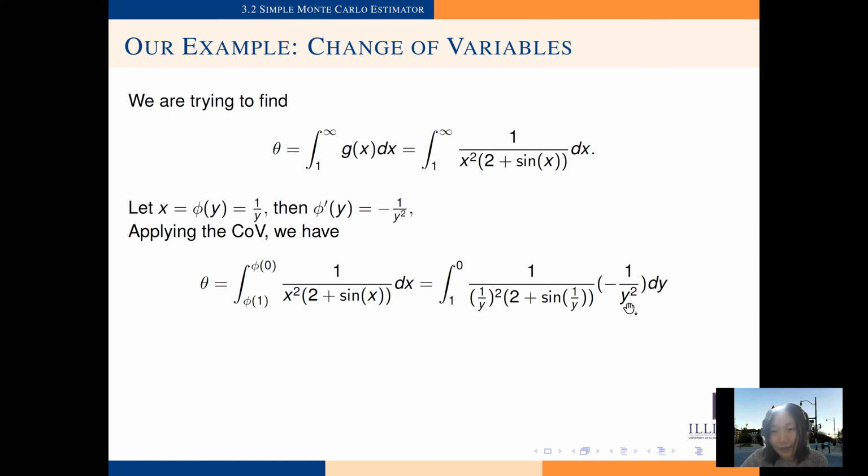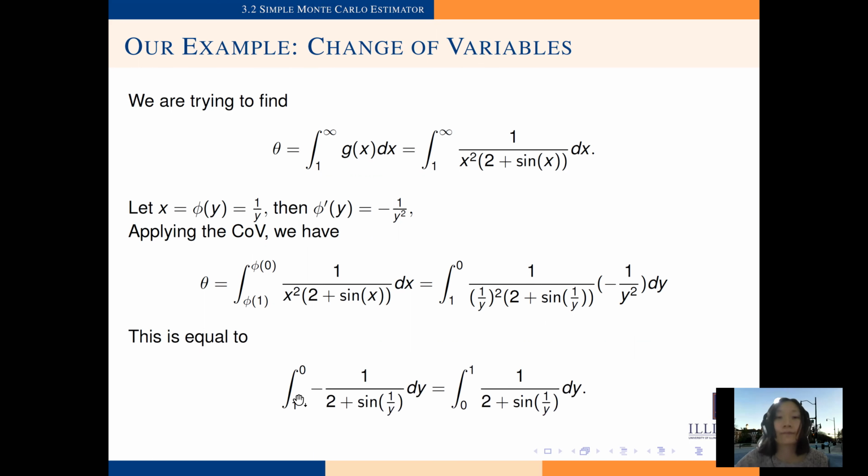And we can see that here, the 1 over y squared here and here cancel out. And we're left with the integral from 1 to 0 of negative 1 over 2 plus sine of 1 over y dy. And this is equal to, we flip this, so the integral from 0 to 1 of 1 over 2 plus sine of 1 over y dy.